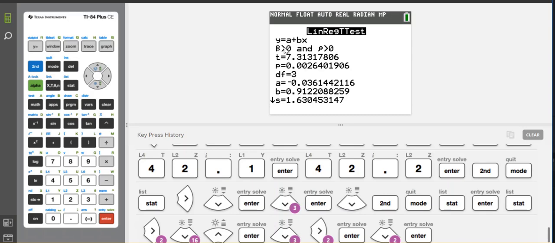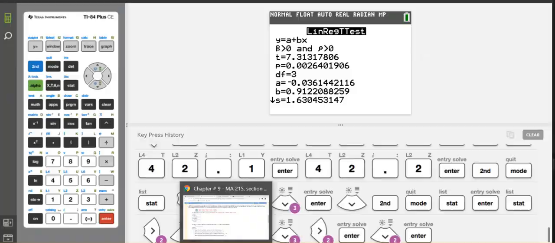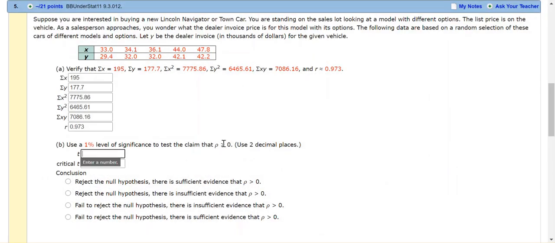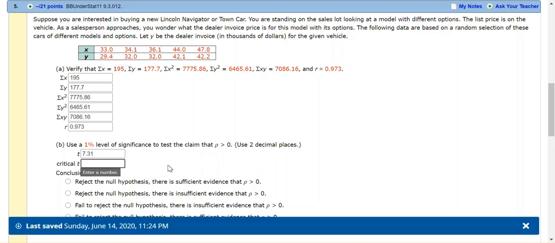When I do that, it gives me these numbers. The first number that I want to write down is this t number. t equals 7.3131. So I go back to my problem, and this t value to 2 decimal places would be 7.31. And my critical t, I actually have to use the student's t distribution table.